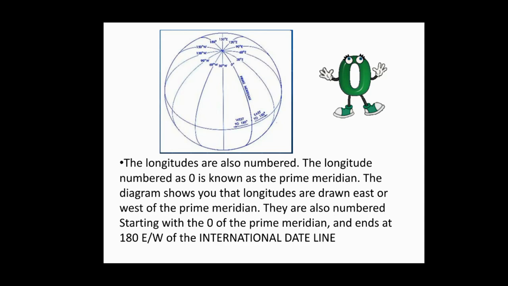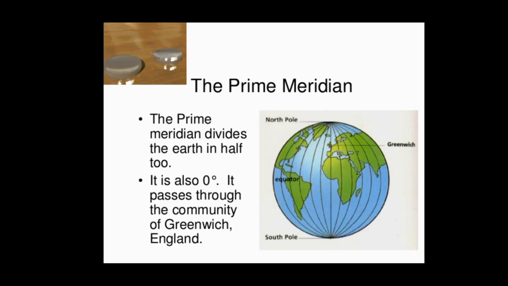The diagram shows you that longitudes are drawn east or west of the prime meridian. They are also numbered starting with 0 degree and it ends by 180 degree east or 180 degree west. That line, 180 degree east or west, is called the international date line. Prime meridian divides the earth into two halves. The same way it passes through a city called Greenwich, that's in England.